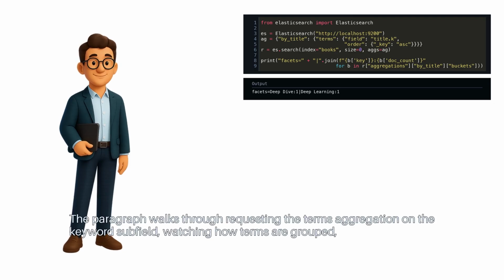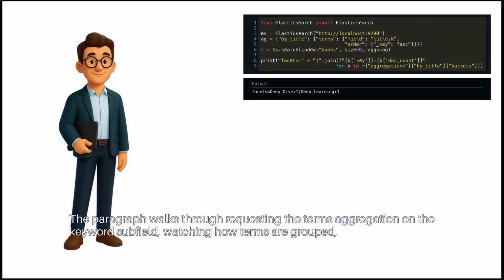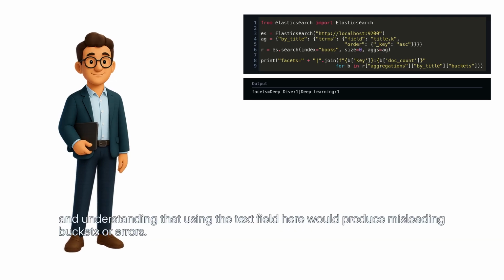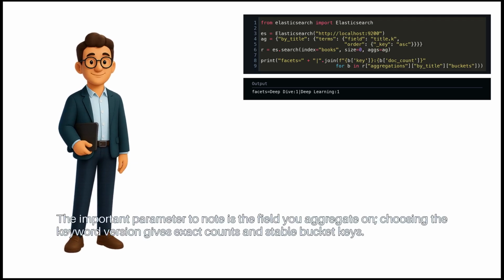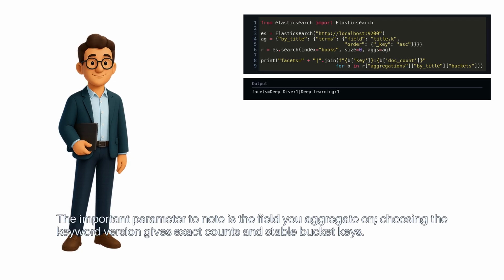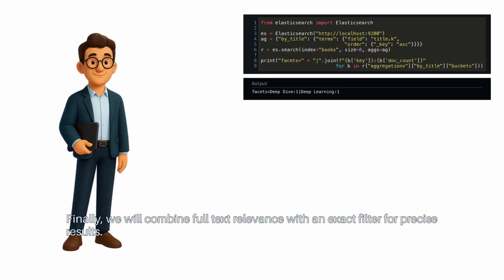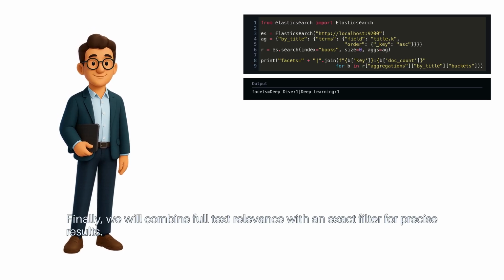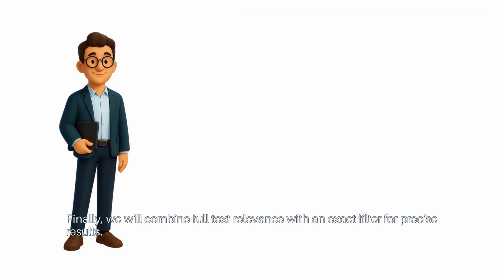The paragraph walks through requesting the terms aggregation on the keyword subfield, watching how terms are grouped, and understanding that using the text field here would produce misleading buckets or errors. The important parameter to note is the field you aggregate on. Choosing the keyword version gives exact counts and stable bucket keys. Finally, we will combine full text relevance with an exact filter for precise results.